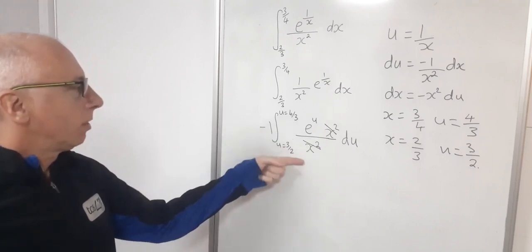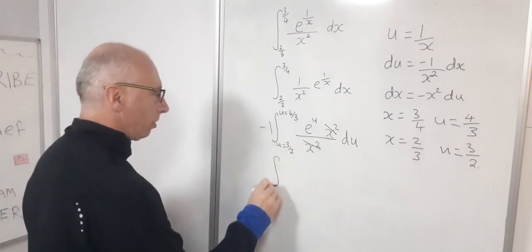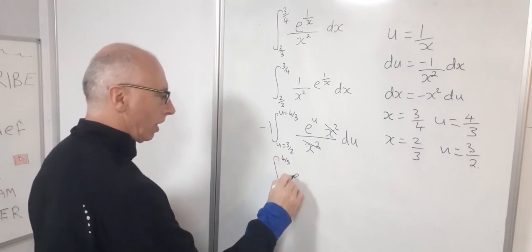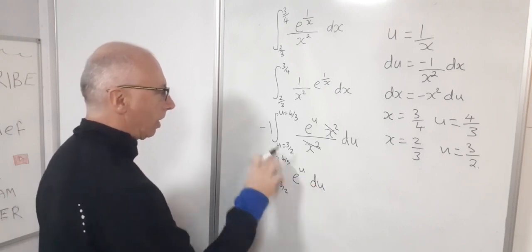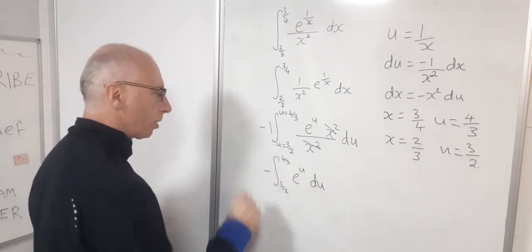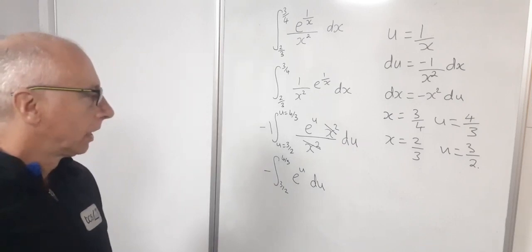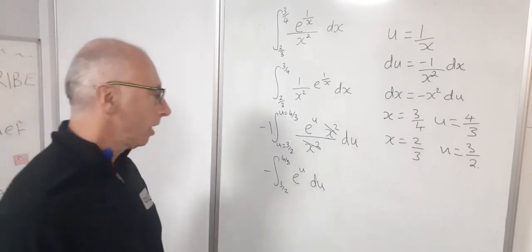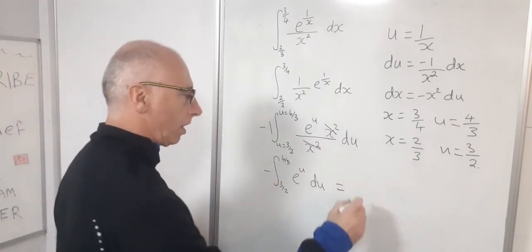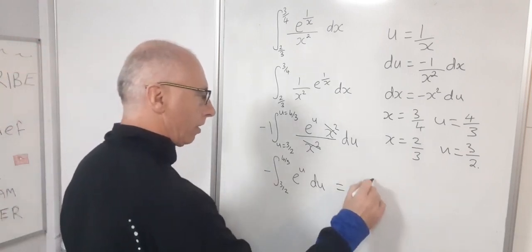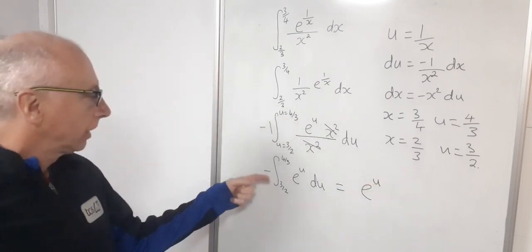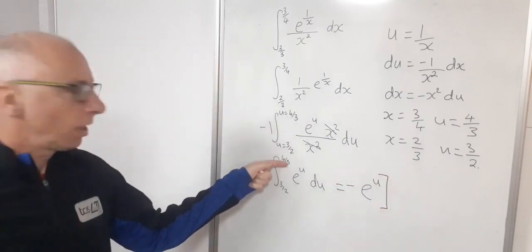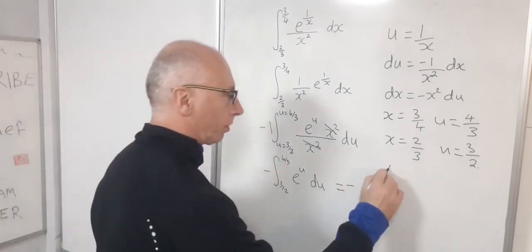So now we can integrate this. We've simply got the integral from 4/3 to 3 over 2 of e to the u du, and not forgetting this minus 1, I just put the minus sign there. Okay, so now we're ready to integrate e to the u. Nice easy integral for us to do here. So this gives us e to the u as our answer, and we've got the minus sign in front. So we just calculate this now at 4/3 and 3 over 2.